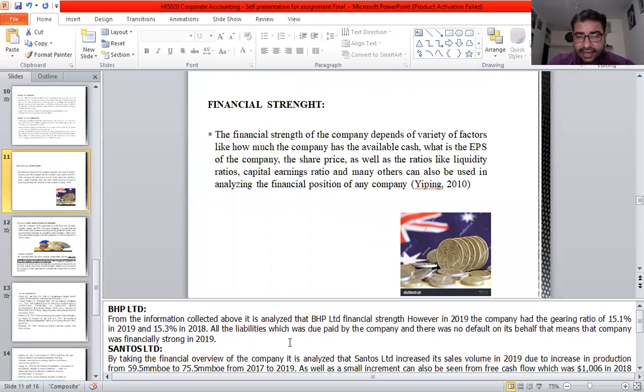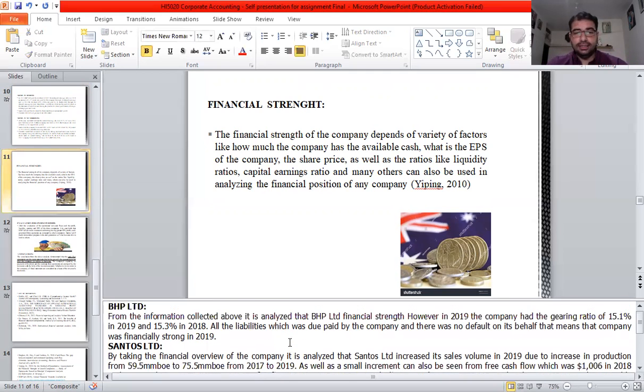So let's look at the real factors that we had for these three companies. For BHP Limited, the information collected above was analyzed as financial strength. In 2019, the company had a gearing ratio of 15.1% in 2019 and 15.3% in 2018. All the liabilities were paid by the company, and there was no default on its behalf. That means the company was financially very strong in 2019.